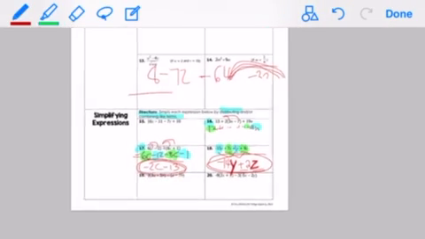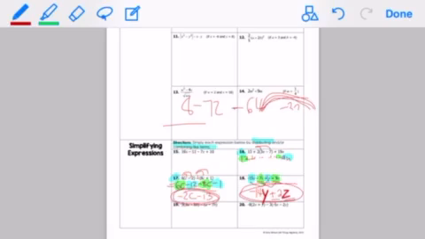Okay, so that's it for our second lesson of notes. Star any problem you need help with and come to class with questions if you need help.